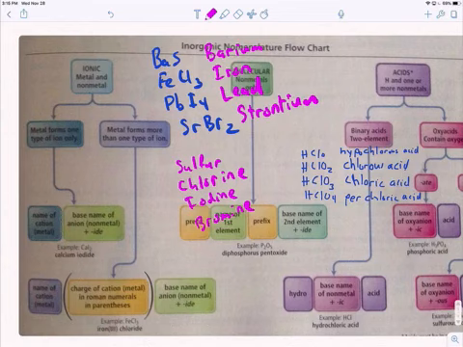Writing on names. So the first one, BaS, that's barium sulfide. So I just went over a problem and then we have the name. So the next one. So Cl, it's a halogen.